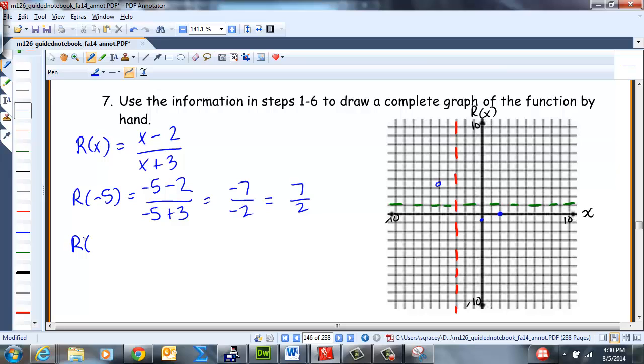So let's take a look at r at -2, just to the right of that vertical asymptote. So we'll get -2 minus 2 over -2 plus 3, which is -4 over +1, which is -4. So ordered pair at (-2, -4). And so I think we have a pretty good idea of what's going to happen on that side.